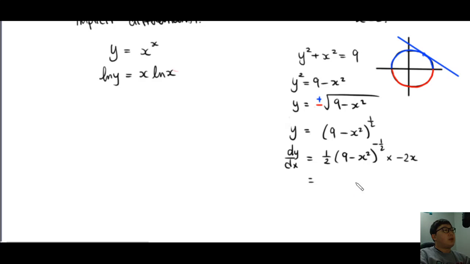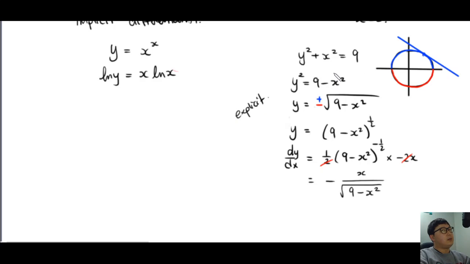And then this simplifies down: the 2 and 2 cancel out, negative sign survives. This one here, negative sign, the 2s are gone, and you have x over here. And this one becomes a positive exponent by going to the bottom, so this will be 9 minus x squared to the power of positive half, but then that can be changed to square root, right? So that's square root of 9 minus x squared. So this is how you do explicit differentiation.